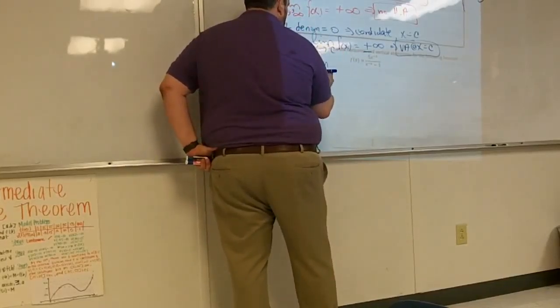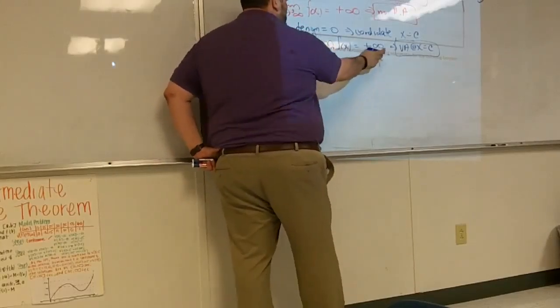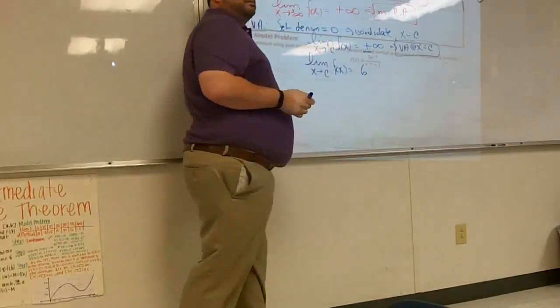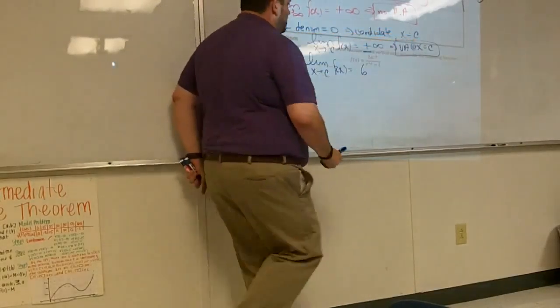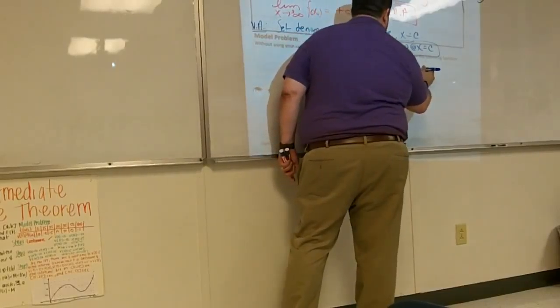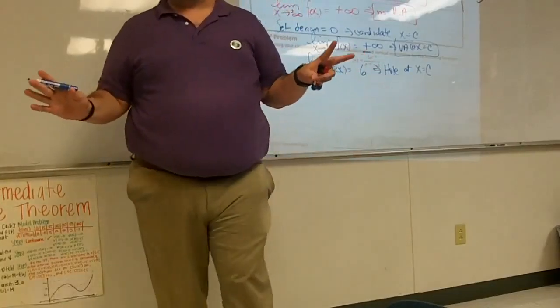It's possible, and we've seen this sometimes, you take the limit as x approaches c and you don't get infinity, you get some number like, I don't know, 6. It's a hole. What that means is you have a hole.